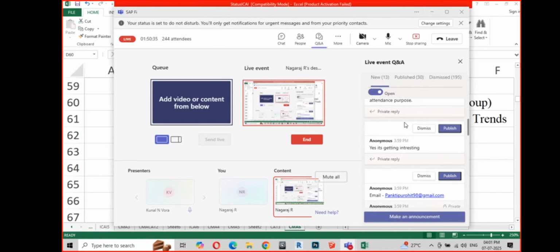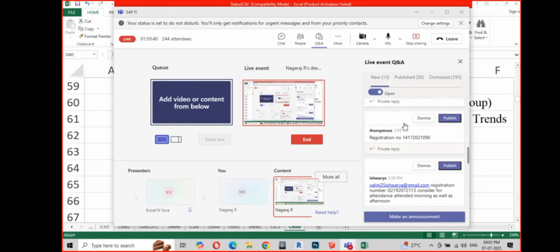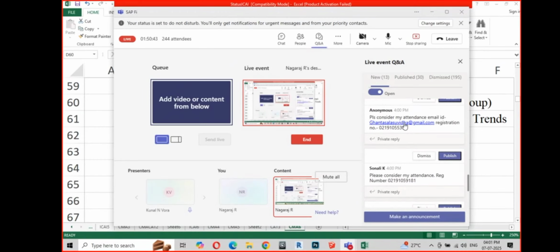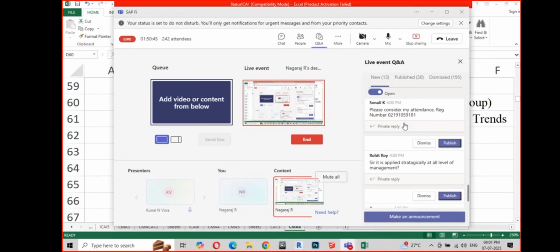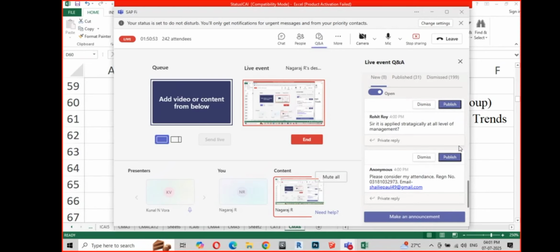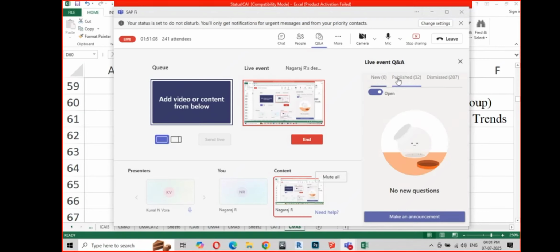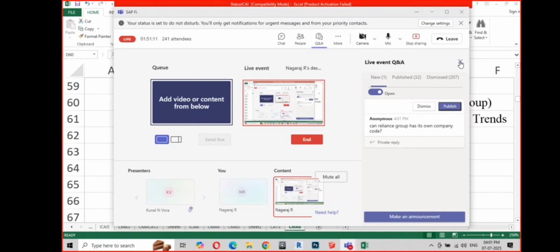Good. It's getting interesting. Thank you. Very nice. Lovely. It is applied strategically at all levels. Please clarify your question tomorrow. One Rohit Roy has asked me whether... I have put it in a public section, sir. Tomorrow we will take it up. Sure, sure.